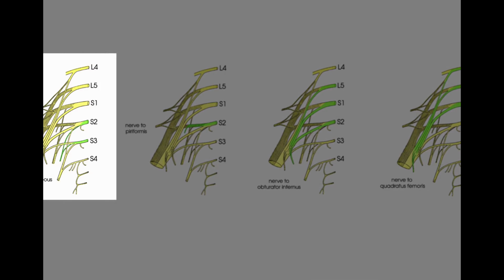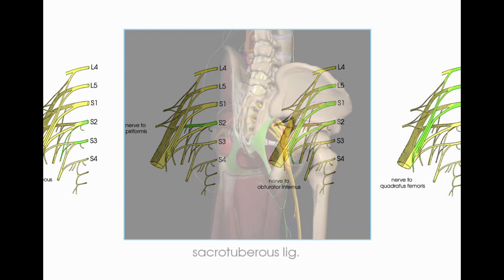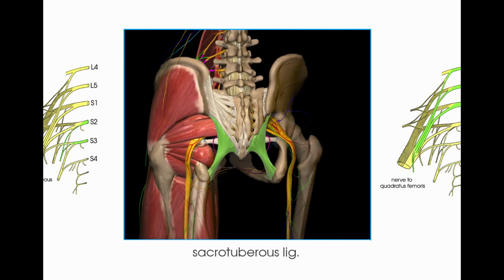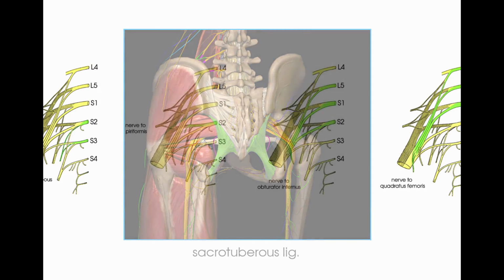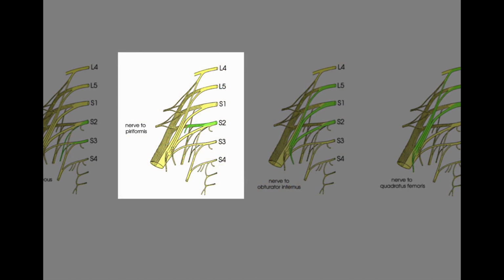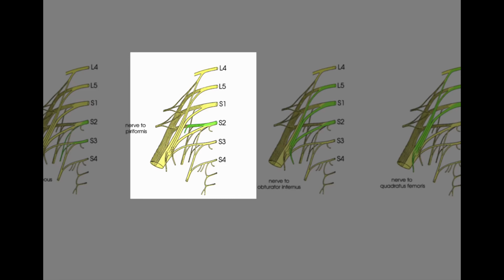The perforating cutaneous nerve originates from S2 and S3 and innervates the skin over the gluteal fold. It is called perforating because it perforates the sacrotuberous ligament to provide its cutaneous innervation. You can see this ligament highlighted bilaterally in green colour, attaching from the sacrum to the ischial tuberosity. The nerve to piriformis is formed from S2 and occasionally from S1, innervating the piriformis muscle directly.